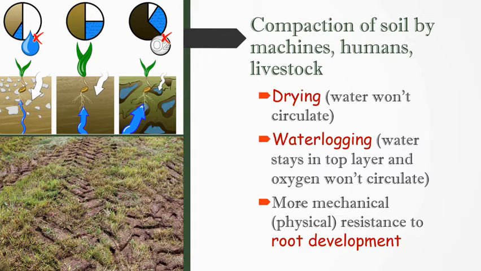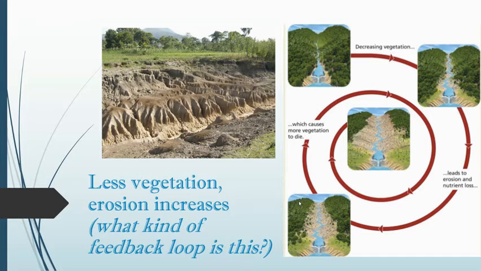Soil can become compacted. Soil needs a good mixture of air and water and minerals and organics for it to be good. So every time a machine drives over the soil, that pushes some of the air out. Humans and livestock will trample soil. If the soil gets too dry, then the water won't circulate. If the soil gets too wet, then the oxygen won't circulate. And the more compact it is, the more resistant it is to root development, and it's harder for plants to really dig in there. If there's not enough vegetation, then erosion will increase.